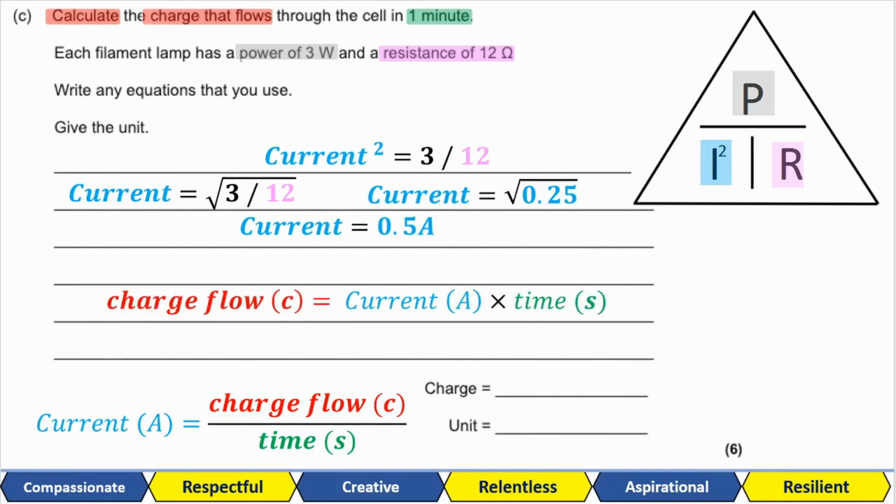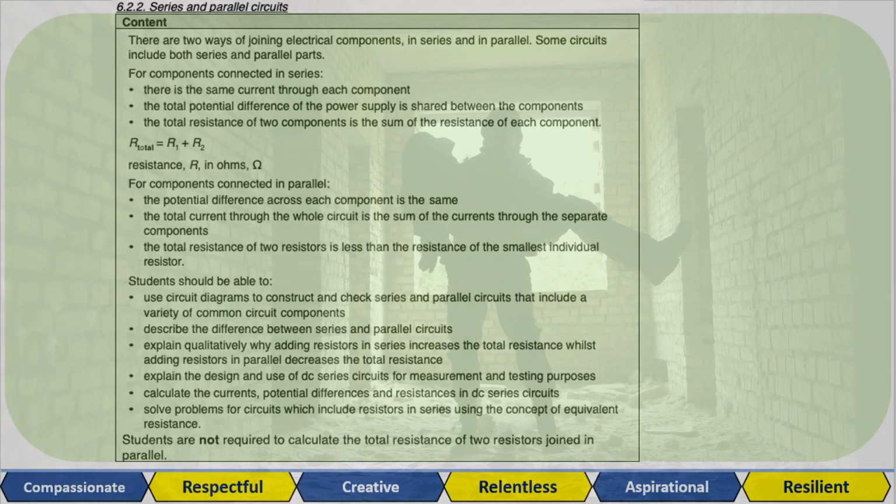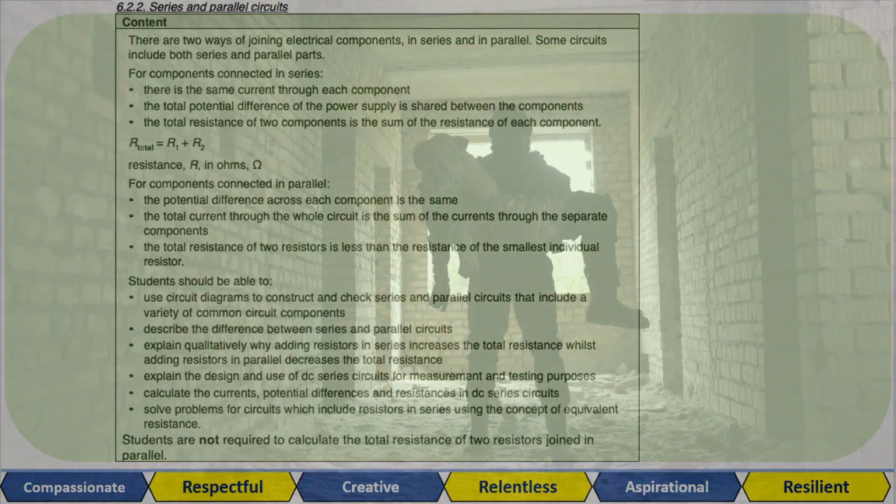Now we rearrange the charge flow equation. Before we calculate, we need to convert 1 minute into 60 seconds. And 0.5 times 60 will give us 30 coulombs. Okay? Don't forget that the unit for charge flow is coulombs. And there we go. Mission complete.